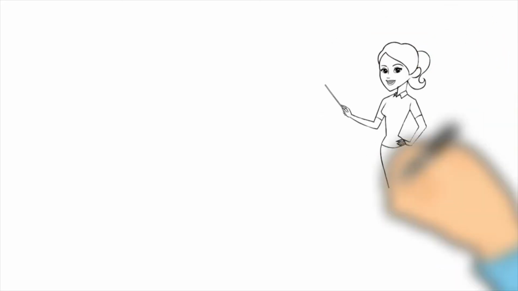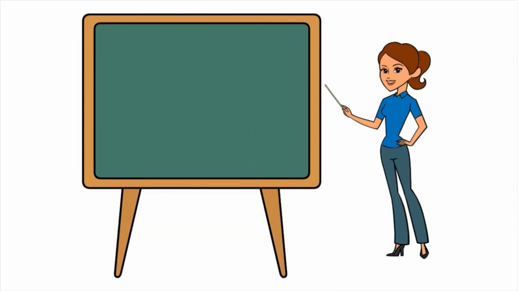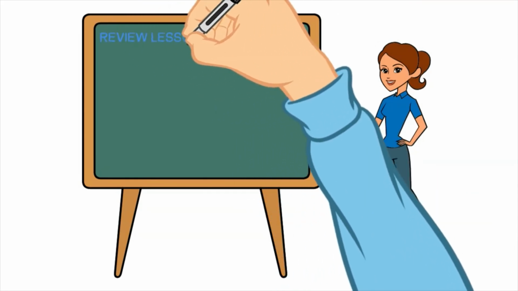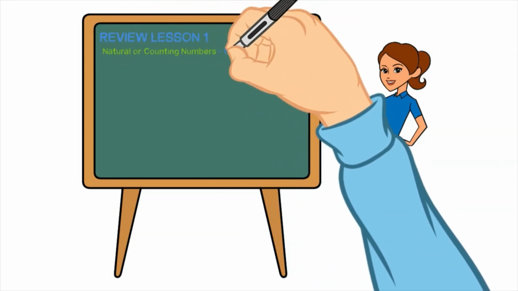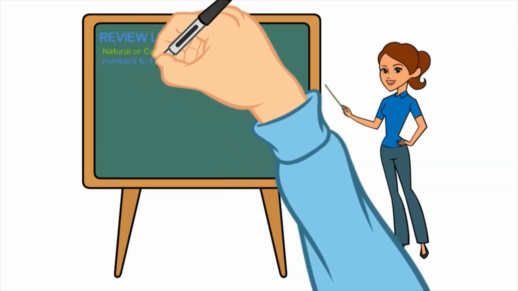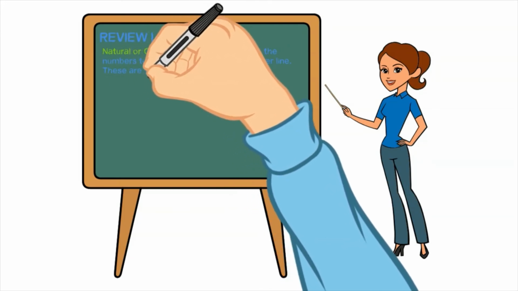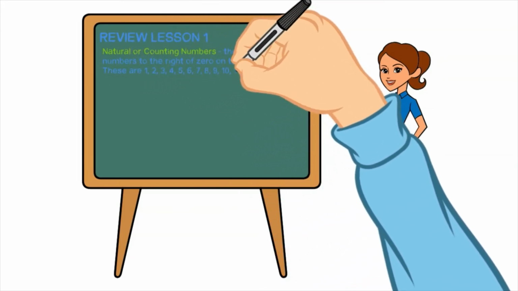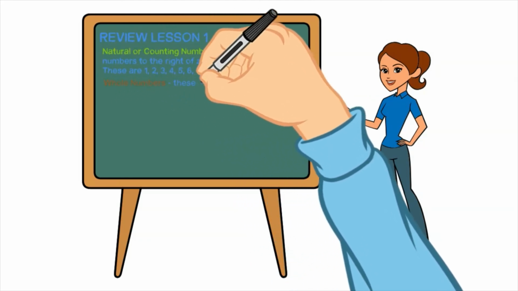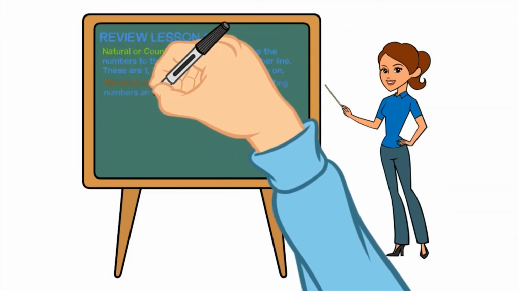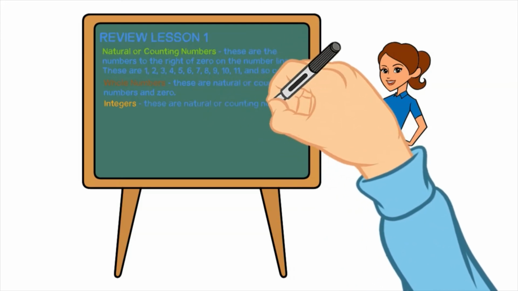We have come to the end of lesson number 1. But before we end this session, let us review the definition of some important terms. Natural or counting numbers. These are the numbers to the right of 0 on the number line. These are 1, 2, 3, 4, 5, 6, 7, 8, 9, 10, 11, and so on. Whole numbers. These are natural or counting numbers and 0. Integers. These are natural or counting numbers, their negative counterparts, and 0.